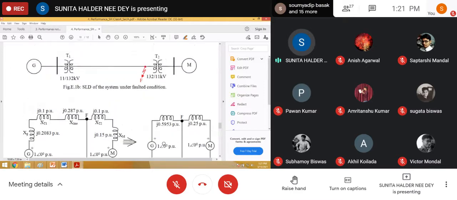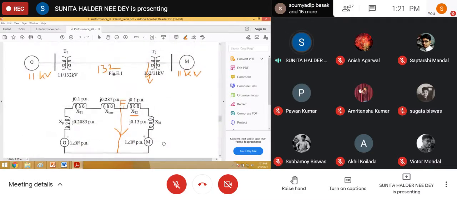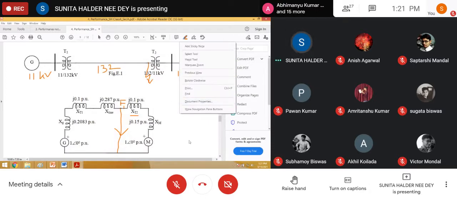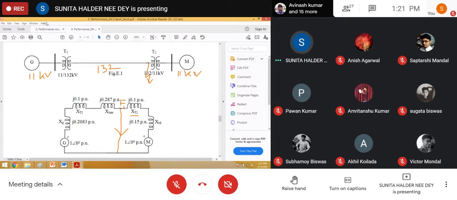Now this problem, I have given only one problem. This problem may be of a different type. Generally, there may be another motor.